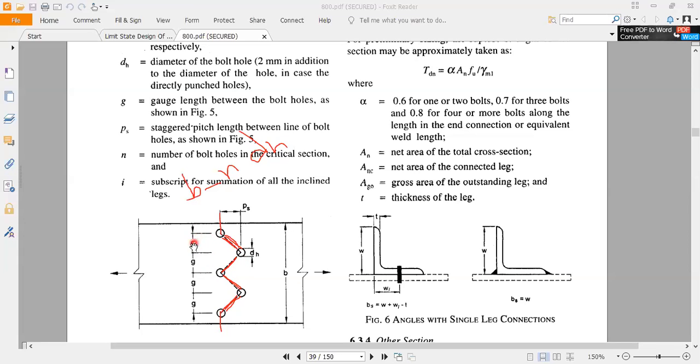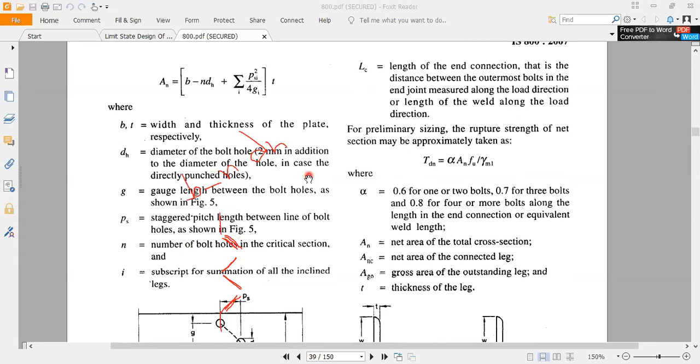If this g is same, then we can consider only one simple g, and then ps. Are you getting it? What is ps and what is g? ps is basically this horizontal distance and g is the vertical distance, because this area in between the holes is getting added along that line. See the formula. Please try to digest.